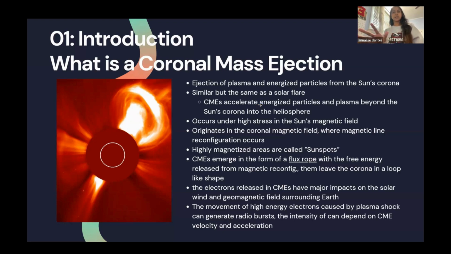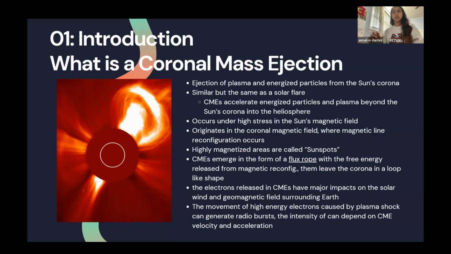And these highly magnetized areas in the sun's corona are called sunspots. So CMEs mostly occur nearby sunspots. The electrons that are released in CMEs have a major impact on the solar wind. It causes disruptions depending on the size of the CME and the geomagnetic field surrounding the Earth.